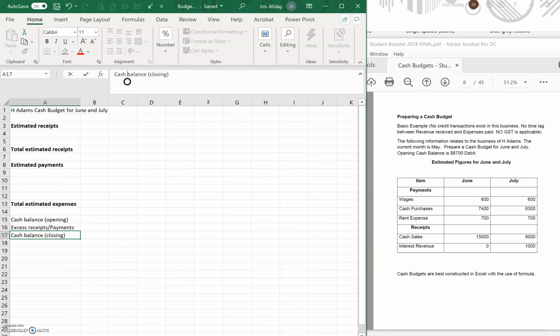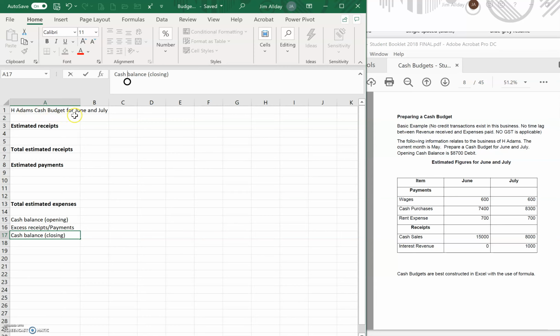Okay, so let's have a go at our first cash budget here. I've taken the liberty already of setting it up. We're going to be working from pages, starts on page 4 in your booklet. So I've got that information open to the side, just so that we can refer to it. So if we go back to our cash budget, let's see what we've got.